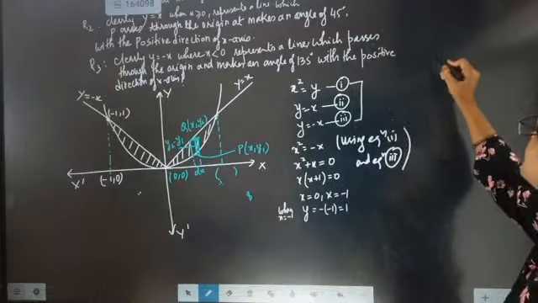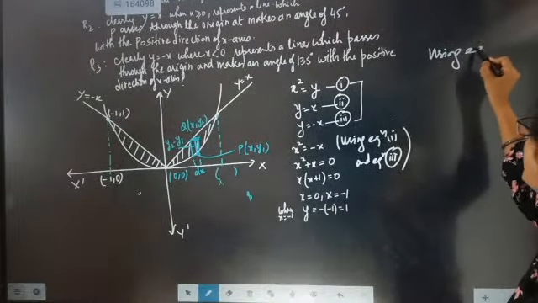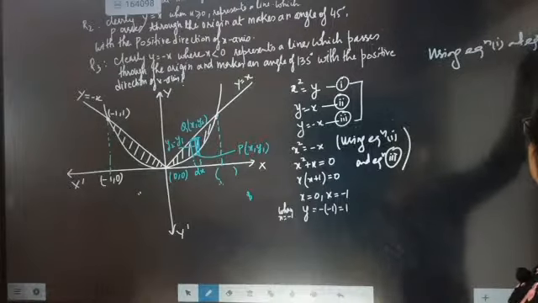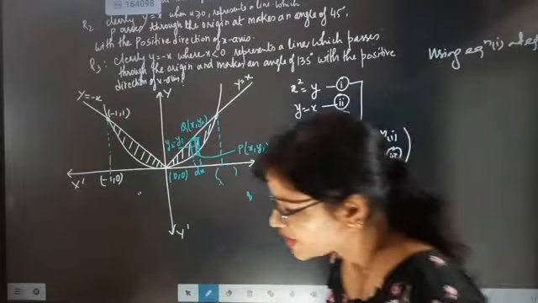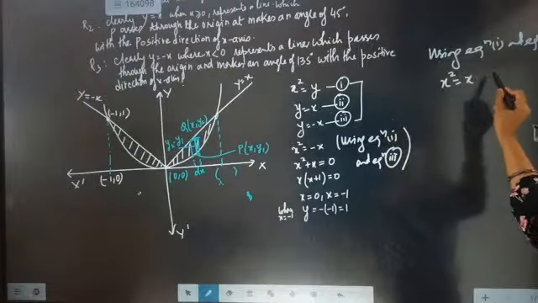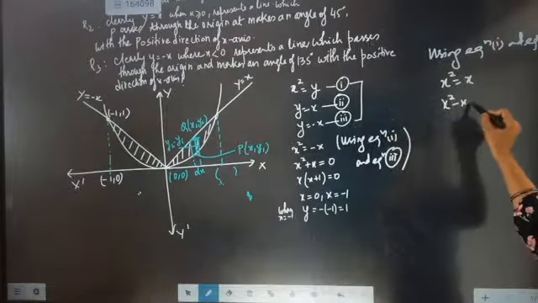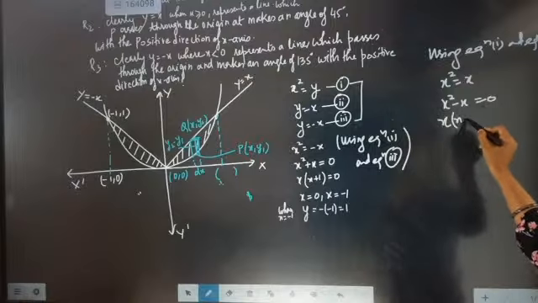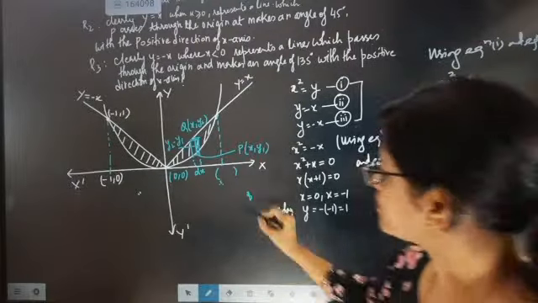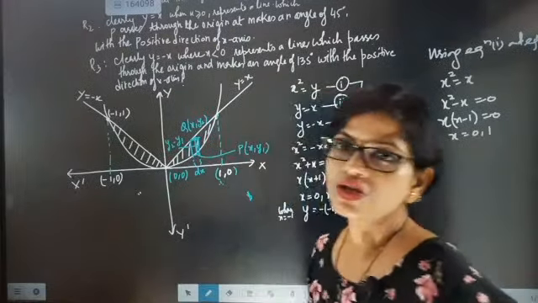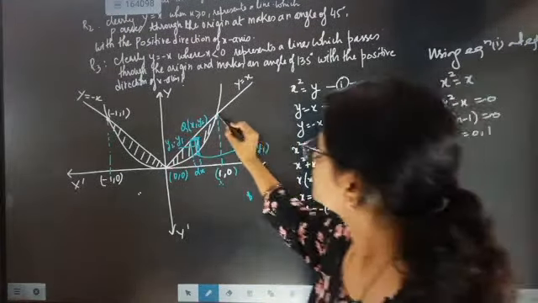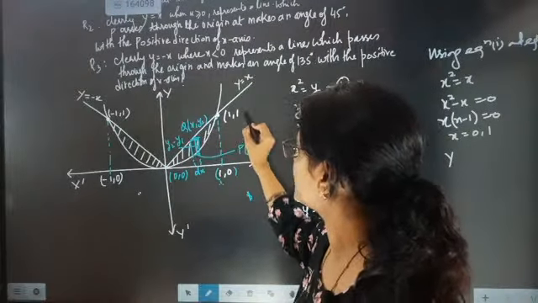Now we are going to use equation 1 and equation 2. So here x square will be equal to x, so x square minus x equal to 0, x into (x minus 1) equal to 0. So x equals 0 and 1. This time the contact point is (0, 0). When x equals 1, y will be equal to 1, so this contact point will be (1, 1).